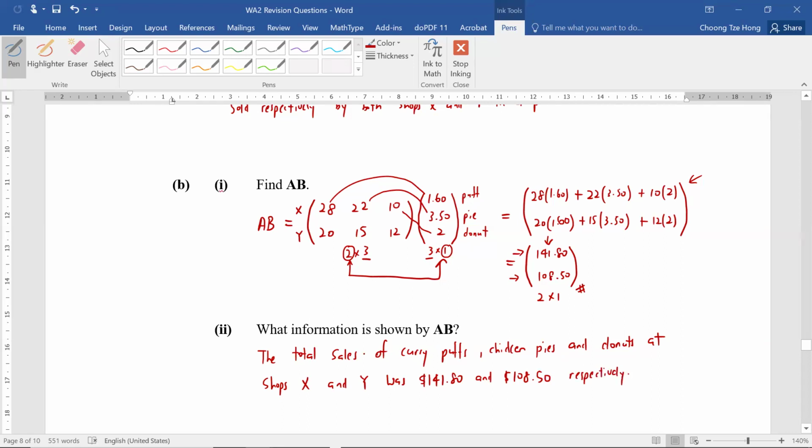Okay, so maybe down here we can add the total sale of curry puff, chicken pie, and donut at shops X and Y at a particular hour. Since the question is just talking about that particular hour, it was 141.80 and 108.50 respectively. It is very important to write this step so that you can look through and see the significance of the elements that you obtain for the matrix after the multiplication.